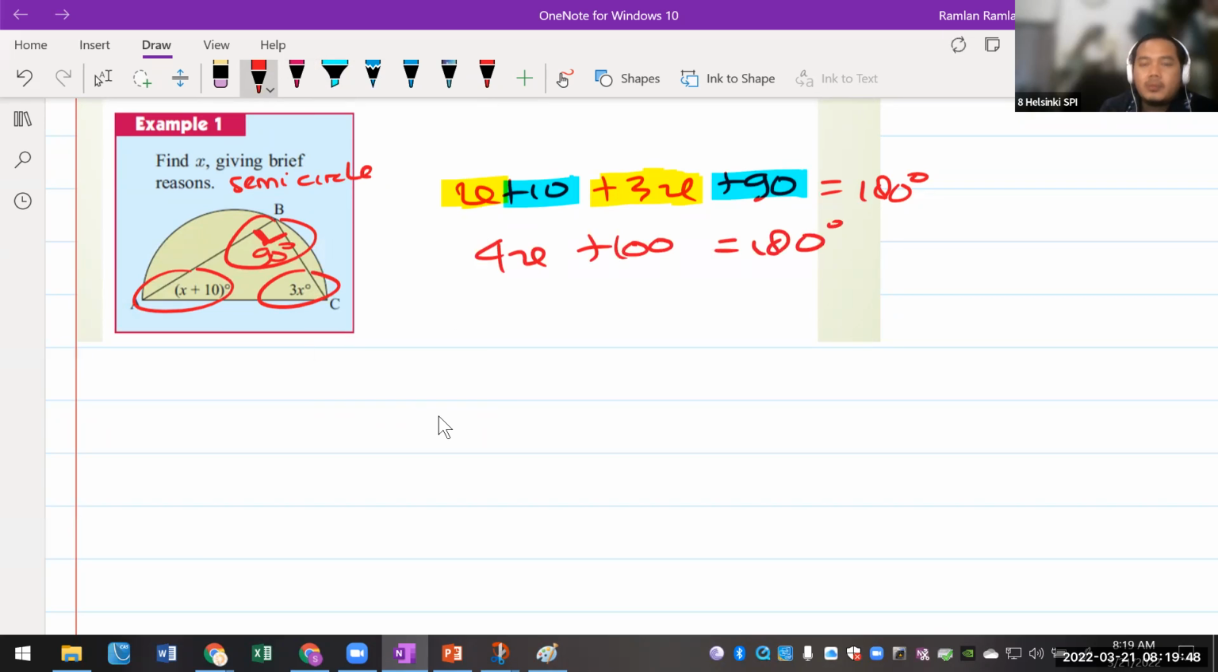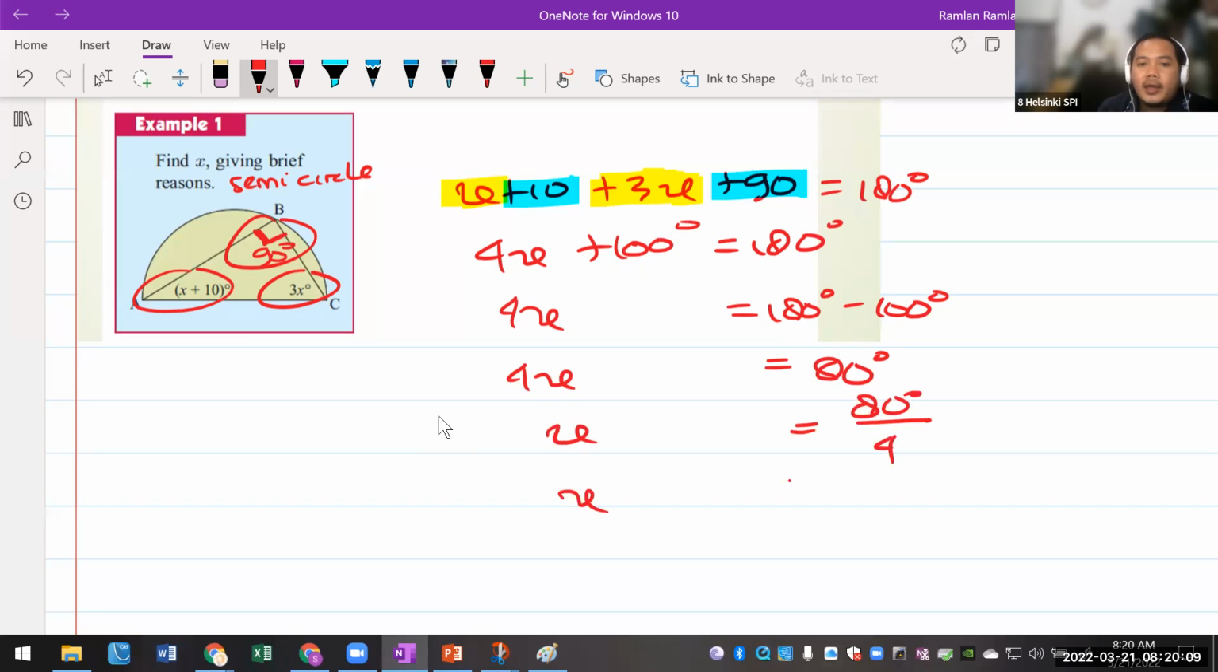So remember, guys, how you solve algebra. Subtract both sides by 100. So you get 4x equals 180 degrees minus 100 degrees, and 4x equals 80 degrees. And then divide both sides by 4. So you get 80 divided by 4, and then you will get x equals 20 degrees.